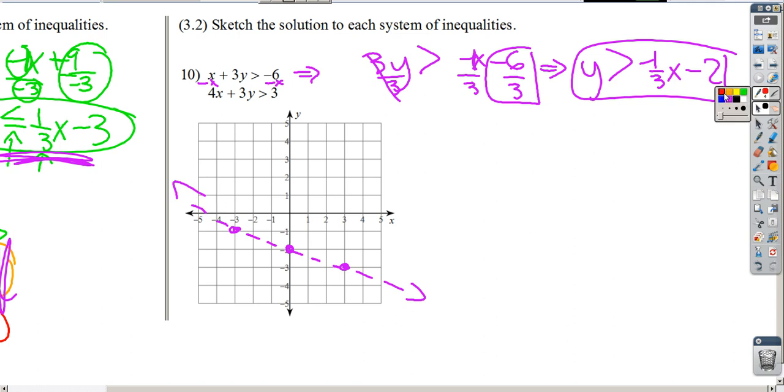Okay, just to save some time, when you change this to slope-intercept, you would subtract the 4x and then divide by 3, and that turns out to be negative 4/3 x plus 1. This should also be a dotted line that has a y-intercept at 1 and a slope of down 4 over 3. So I'm just going to make a dotted line right there.